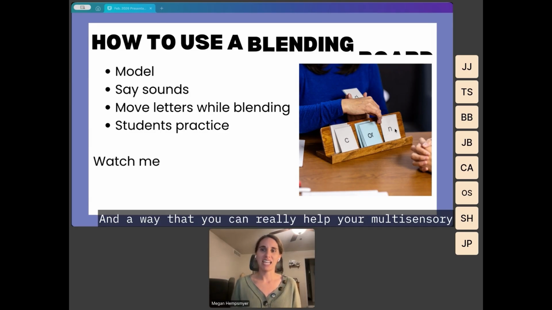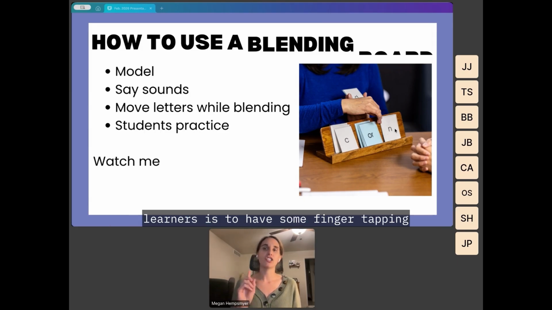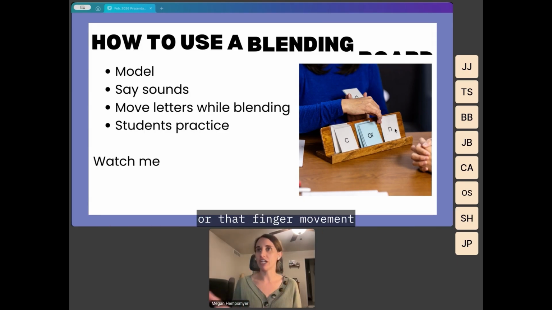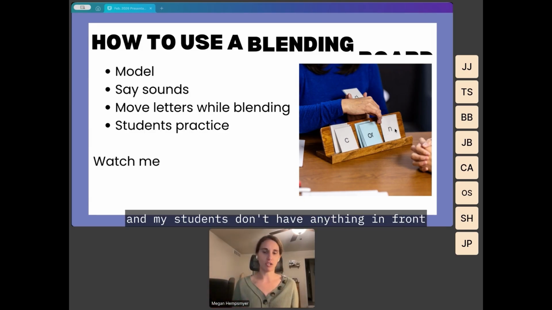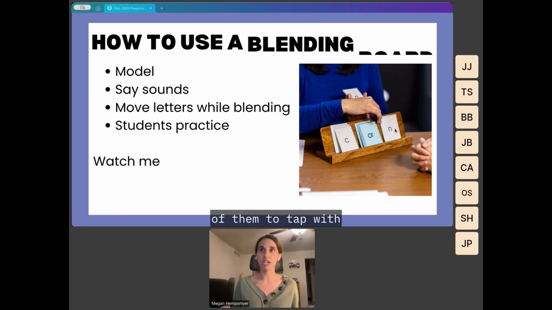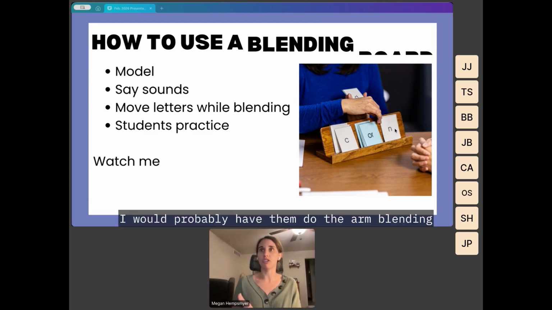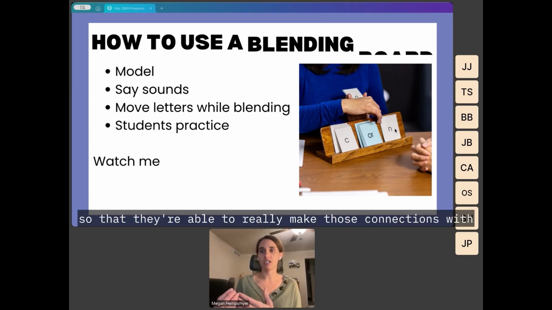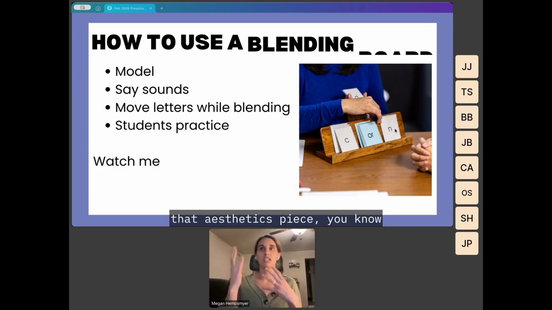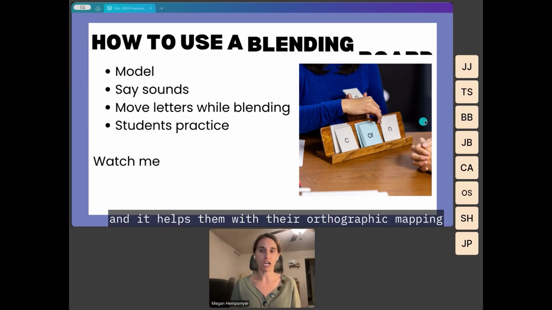And a way that you can really help your multisensory learners is to have some finger tapping or finger movement, toy car movement, or the arm blending. Especially if I'm doing it and my students don't have anything in front of them to tap with, and they're just looking at what I'm doing, I would probably have them do the arm blending so that they're able to really make those connections with the kinesthetic piece, and it helps them with their orthographic mapping.